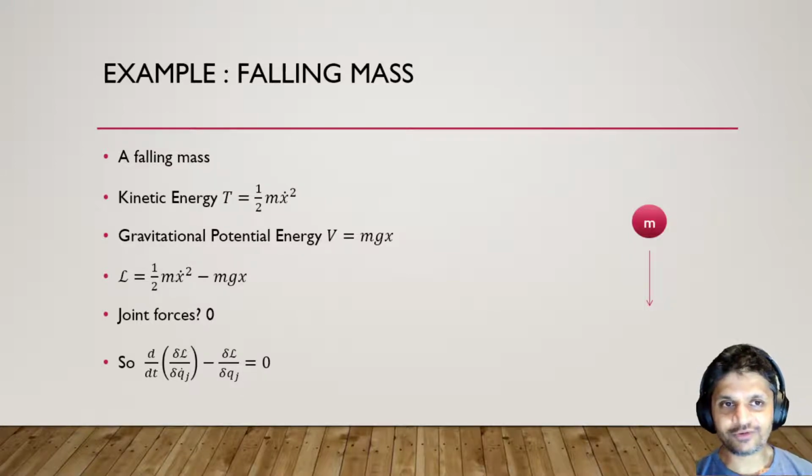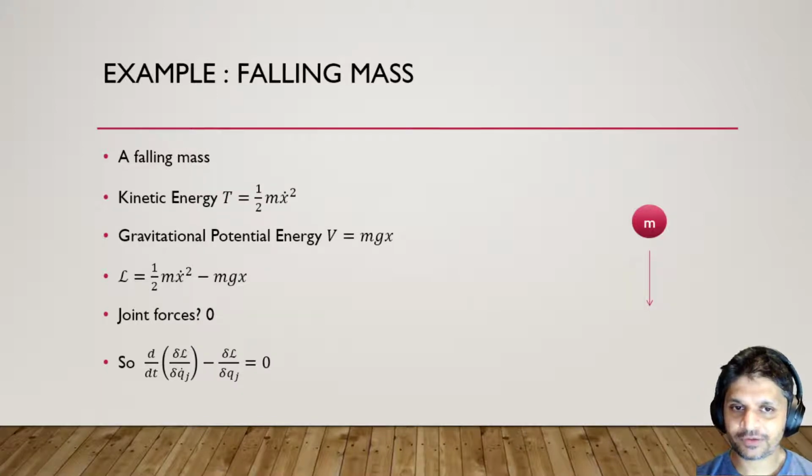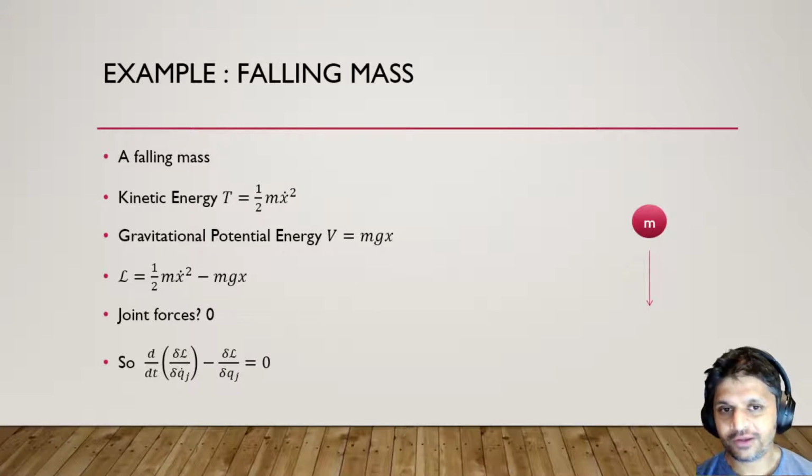So the simplest example is to just look at a falling mass. We've got a ball of mass m, and it's falling. Now, if you remember from any previous physics or applied maths course, kinetic energy is equal to half mv squared. Okay, v is the velocity of the system. So with our dot notation, we can say T equals half m x dot squared. So we have a very clear formula for the kinetic energy of the system.